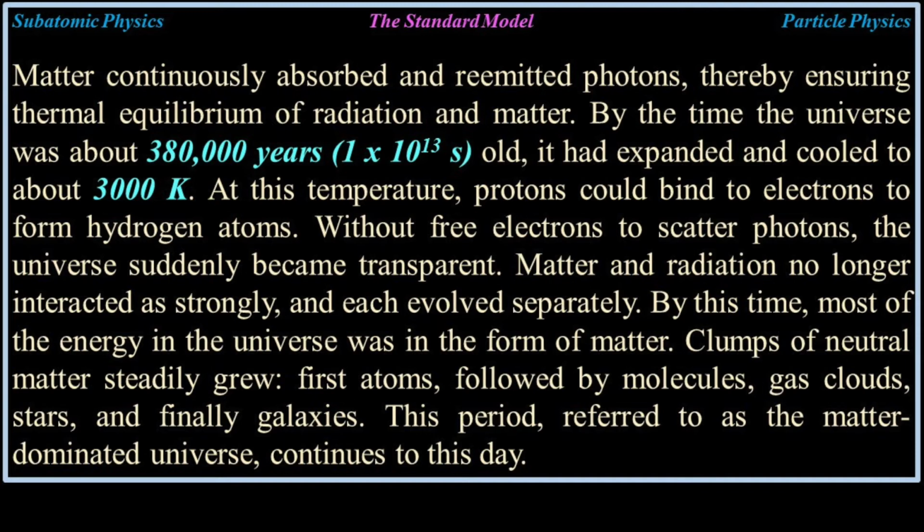By the time the universe was about 380,000 years old, it had expanded and cooled to about 3000 K. At this temperature, protons could bind to electrons to form hydrogen atoms. Without free electrons to scatter photons, the universe suddenly became transparent. Matter and radiation no longer interacted as strongly, and each evolved separately. By this time, most of the energy in the universe was in the form of matter.